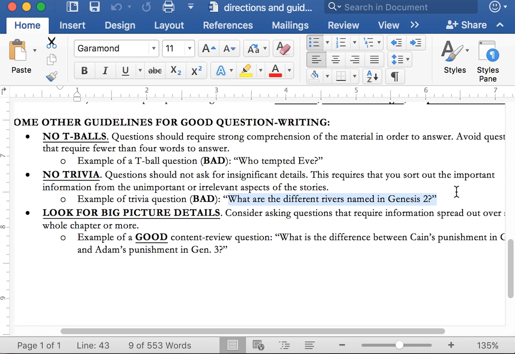From Exodus, a bad trivia question would be something like, what was the 5th plague? The fact that whatever the 5th plague was, was 5th, doesn't matter at all.